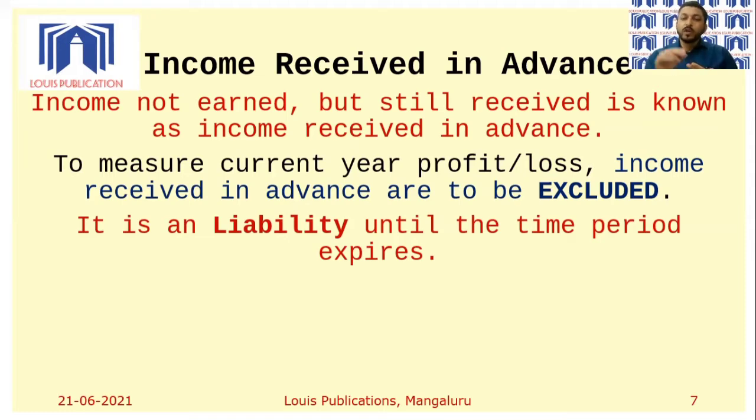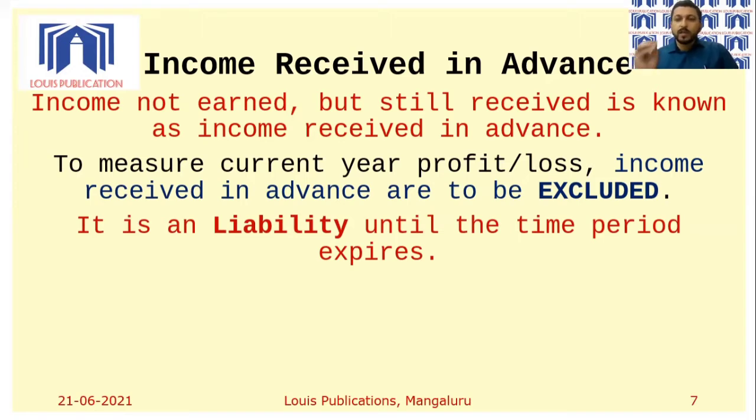But the question is, what about the rent of the month of April and the month of May, which we have already received? That will be treated as income received in advance. So the rent for April and May that the business receives is received in advance. It relates to the next year. Now the question is asked, why is it a liability?